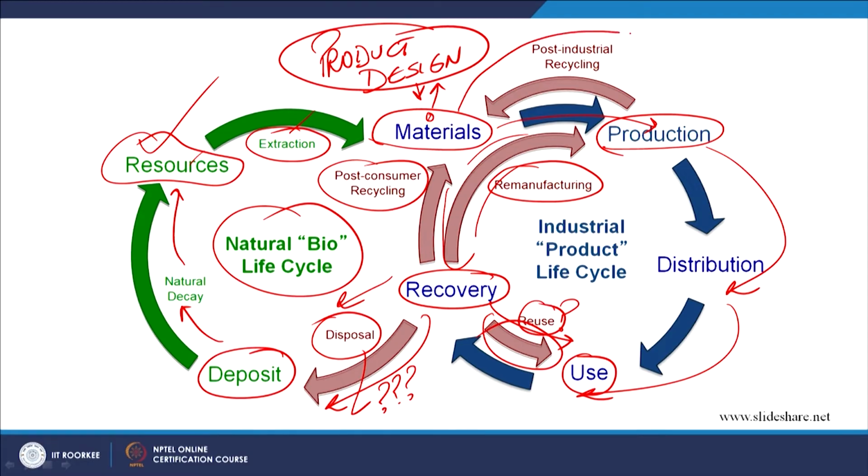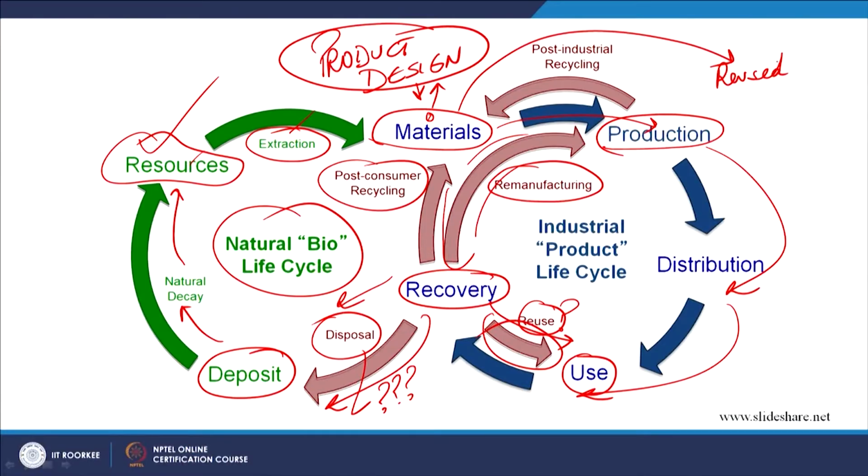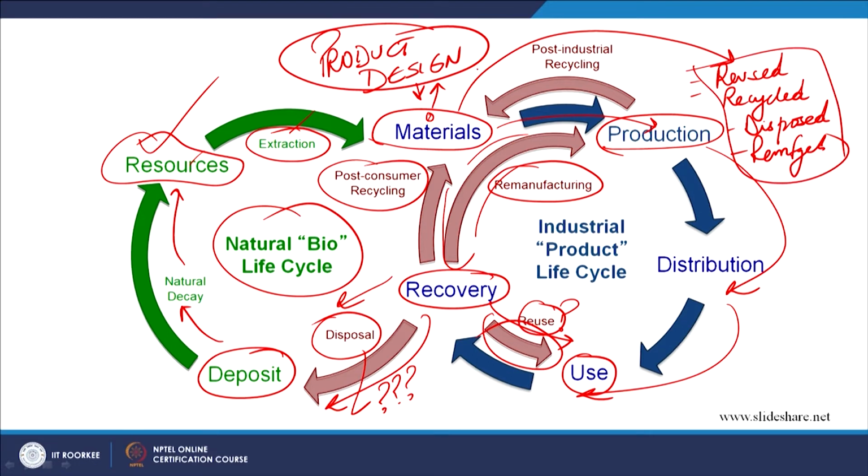When we are specifying these materials during our product design stage, when we are selecting the material for our product design, we must ensure that these materials can be reused, can be recycled, or can be disposed of into the environment, or can be remanufactured. We have to take all these decisions when we are specifying the materials during our product design stage. Otherwise, these materials will have a harmful impact on the environment.